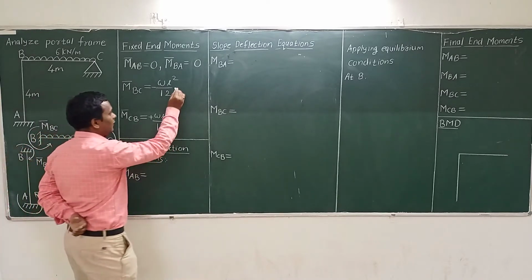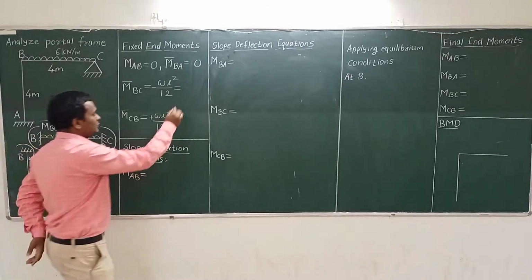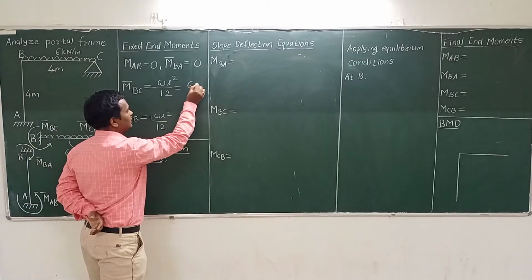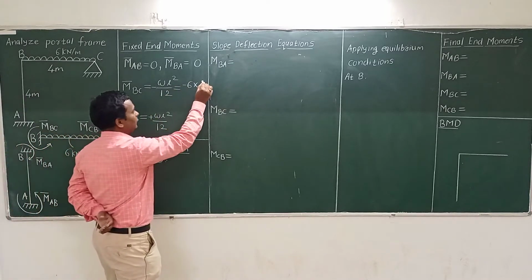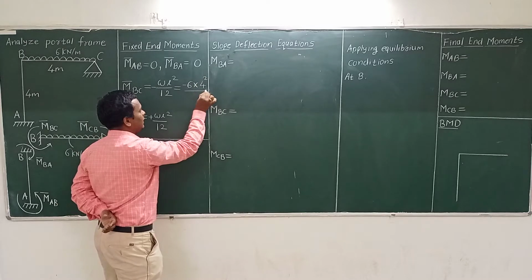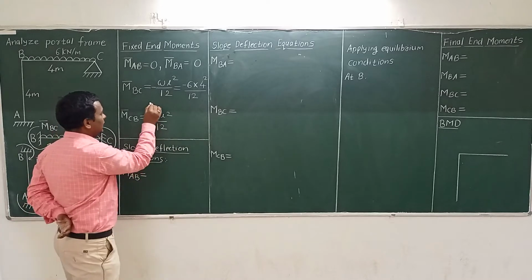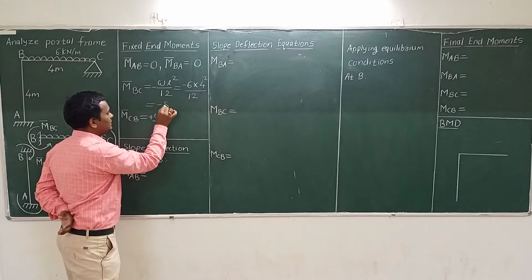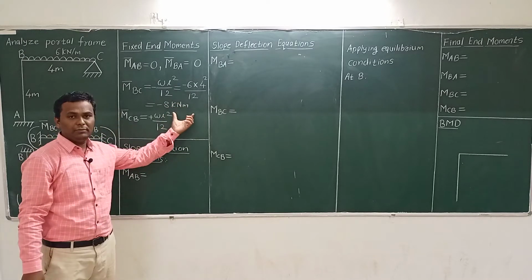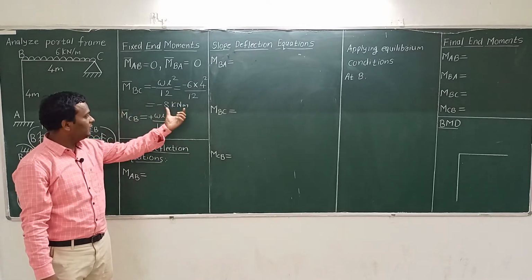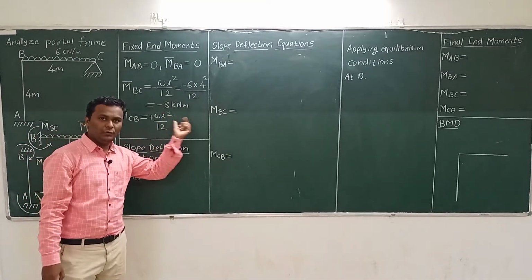Now in this case we can put values of uniformly distributed load. Here it is 6 kilonewton per meter. So minus 6 multiplied by its span, which is 4, so 4 square divided by 12. So when we solve this, we will be getting M bar BC as minus 8 kilonewton meter. Its unit is kilonewton meter as it is a moment. Here the load is in kilonewton, so its unit is kilonewton meter.